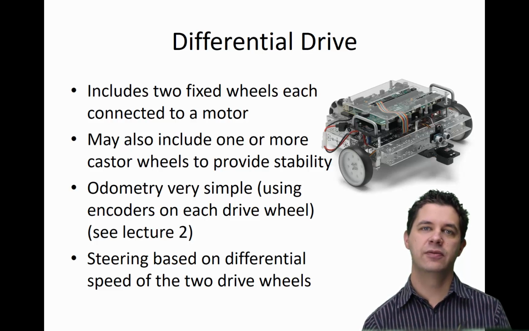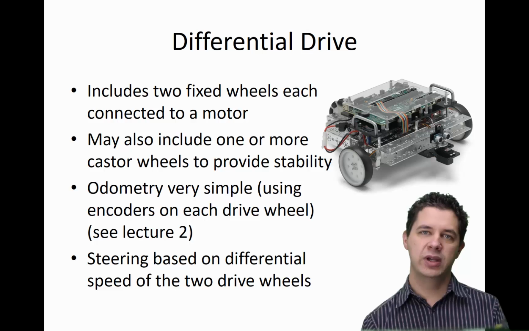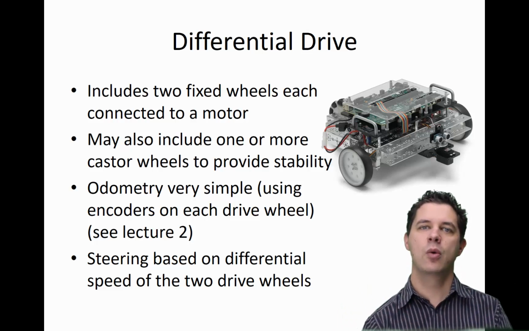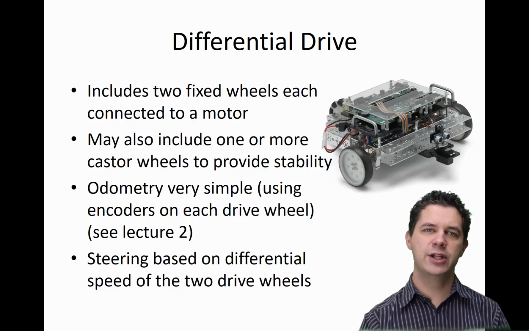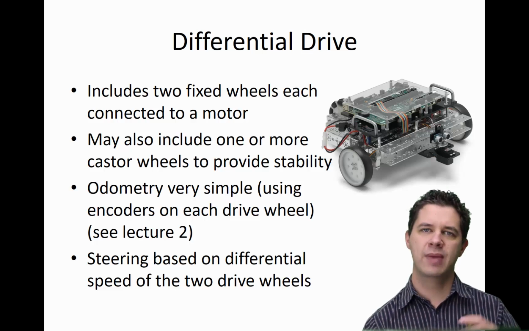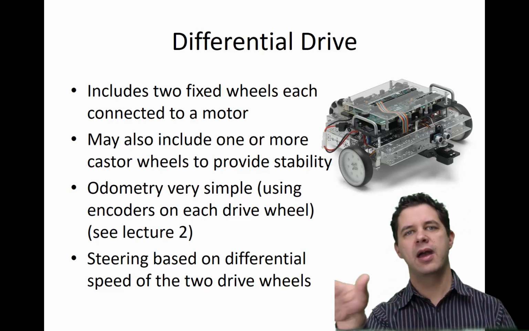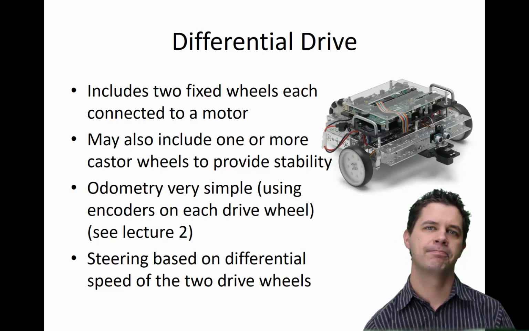Odometry in this regard is very, very simple. We just use, as in one of the previous lectures, the encoders on each wheel. Left wheel has an encoder, right wheel has an encoder, and we measure the distance of the left and right wheel and measure where the robot's moved. Our steering is based on the differential speed of these two drive wheels. So we make one go faster, one go slower, and we can turn in a particular direction.